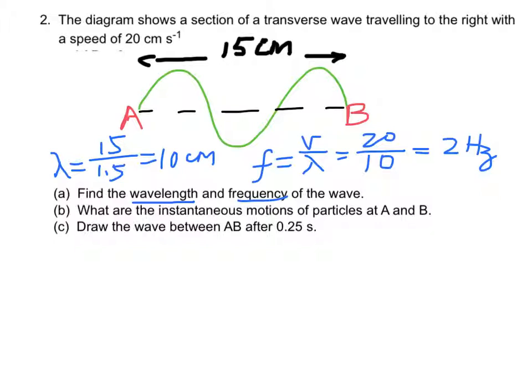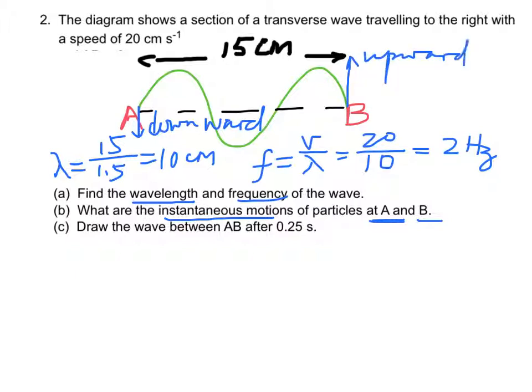For part B, the instantaneous motion of particle A is moving downward, while the instantaneous motion of particle B is moving upward. The period of the wave is T equal to 1/f equal to 1/2 equal to 0.5 seconds.